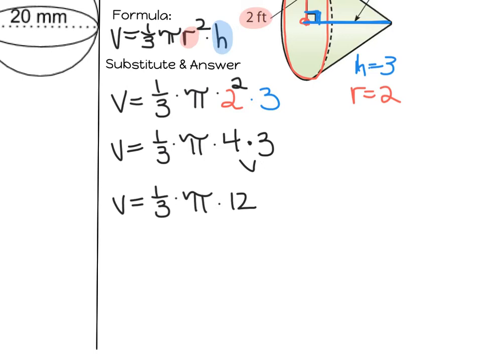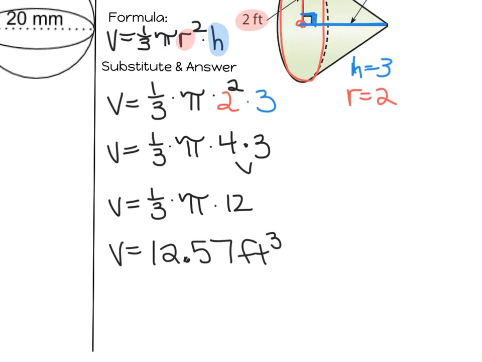You can use your ABC button, 1, ABC 3, or your alpha y equals button if you're on a graphing calculator. So I'm going to do 1/3 times pi times 12. And that gets me 12.57, and our unit is feet to the third power.